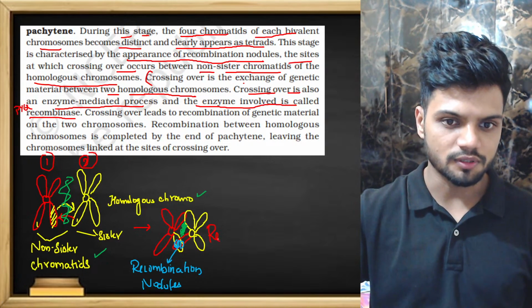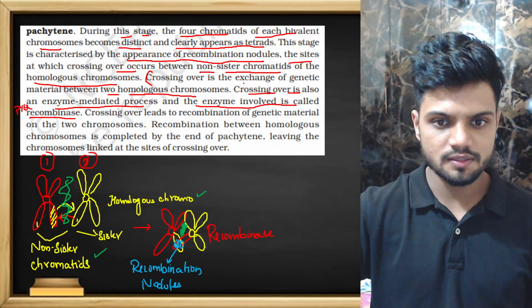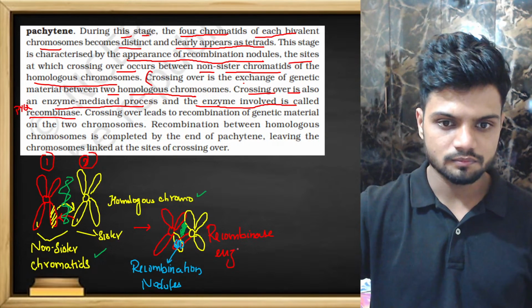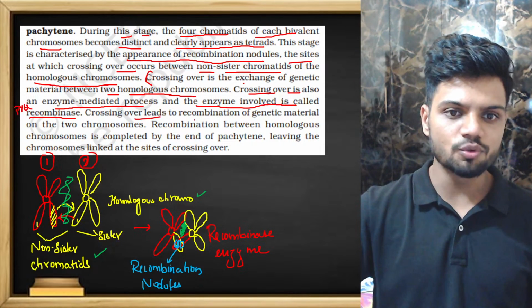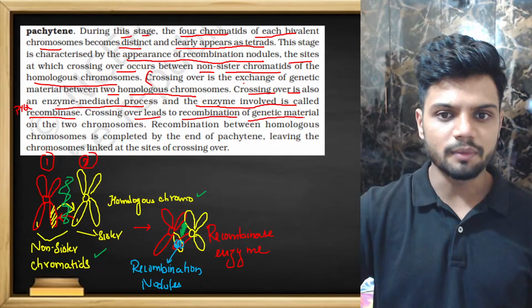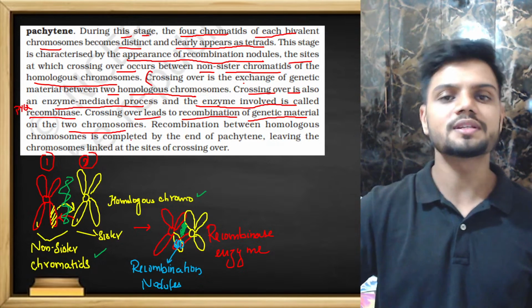Recombinase enzyme also is involved here. The crossing over leads to what? Recombination of genetic material of the two chromosomes. So what is happening? Recombination is happening here.